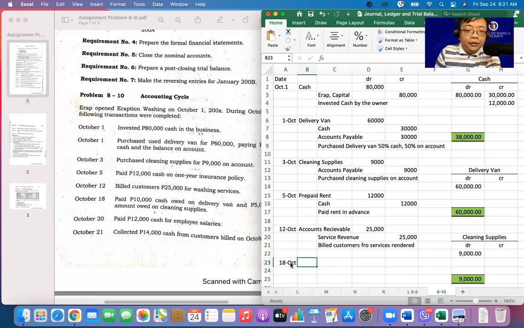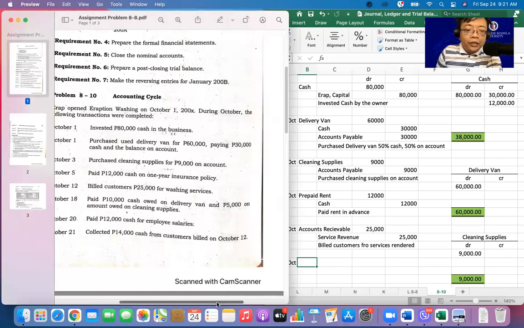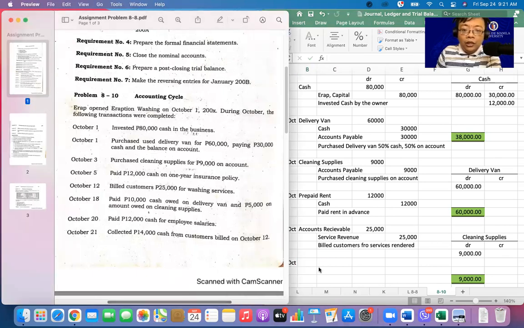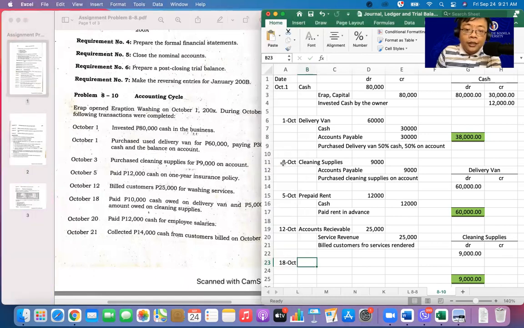Paid 10,000 cash owed on delivery van. So nagbayad na tayo 5,000 on amount owed in the cleaning supplies. Take note, October 3 and October 1. Tama ba? Ito ba yun? Yes, di ba? We have accounts payable here and also accounts payable here. So meaning we will pay na.